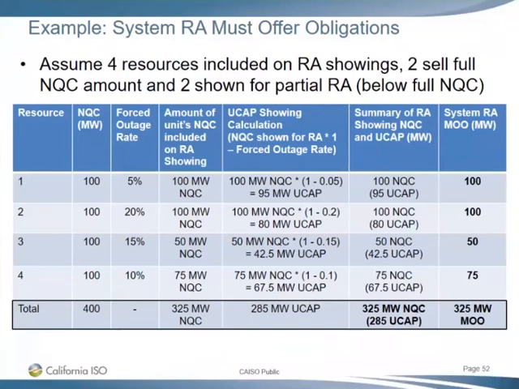And our next column shows the system RA must offer obligation, which is tied to the NQC value. So resources 1 and 2 have a MOO of 100 megawatts. Resource 3 has a MOO of 50, and resource 4 has a MOO of 75. So this example was just to show how we determine what the must offer obligation would be based on the resource's NQC, and also what it would be if a resource is showing for a partial RA rather than its full NQC amount.